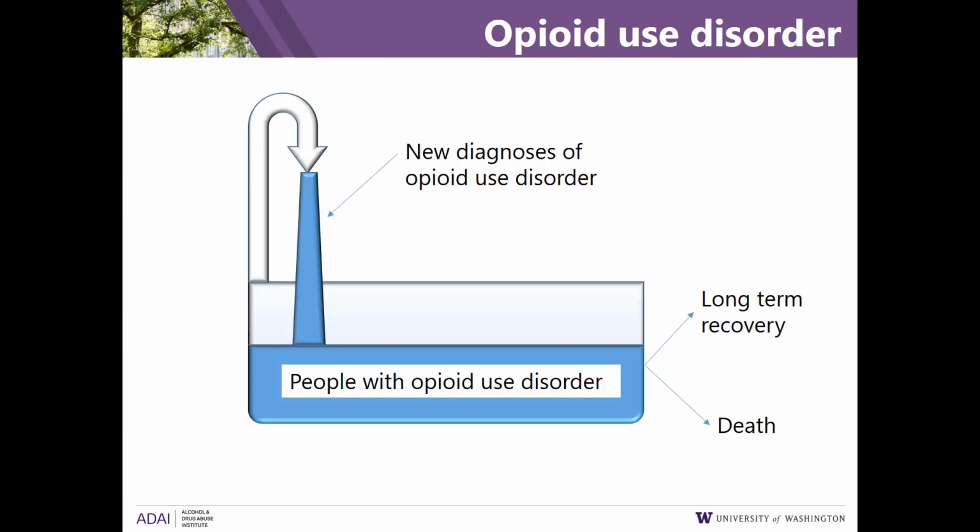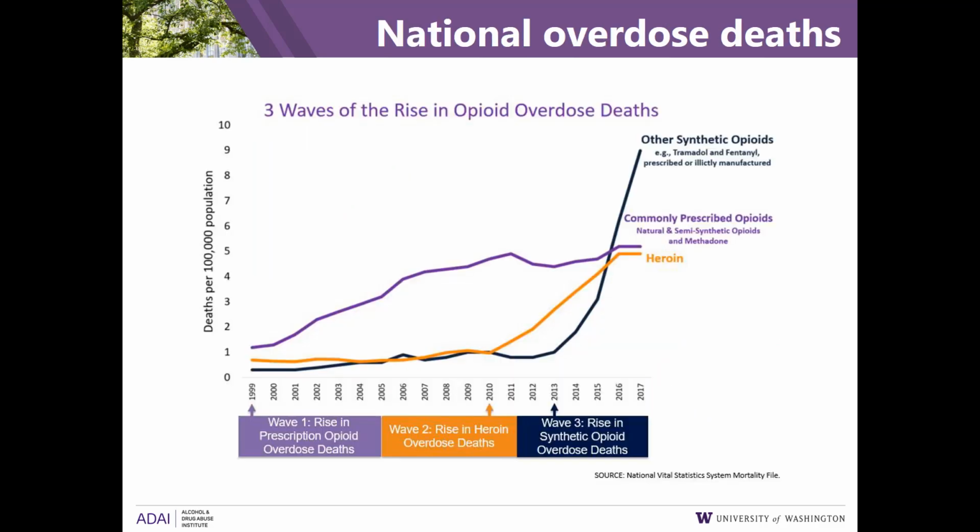So when we're talking about opioid use disorder, I like this bathtub because it shows that even if we turn off the tap of new diagnoses of opioid use disorder, we will probably still have a lot of people who have the condition, because the only ways out of the bathtub are really through long-term recovery or death. Fortunately, long-term recovery is possible, but we will still have a large population with opioid use disorder for a long time. So what does this look like in terms of data?